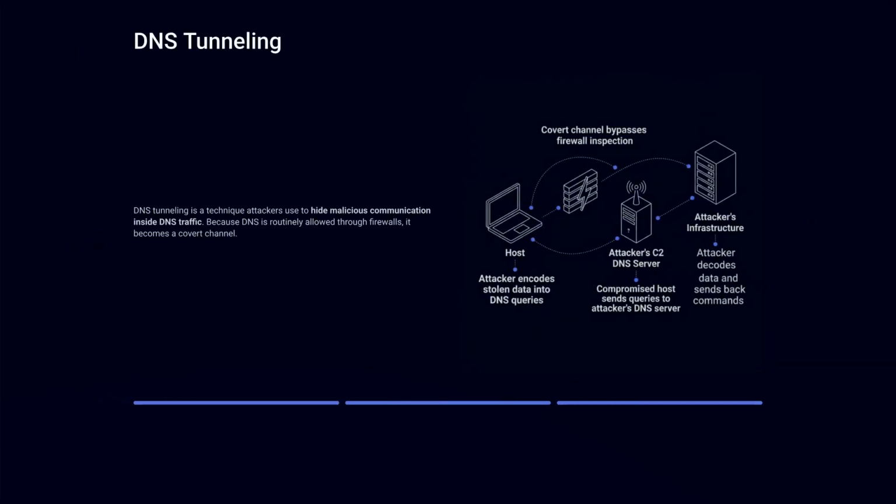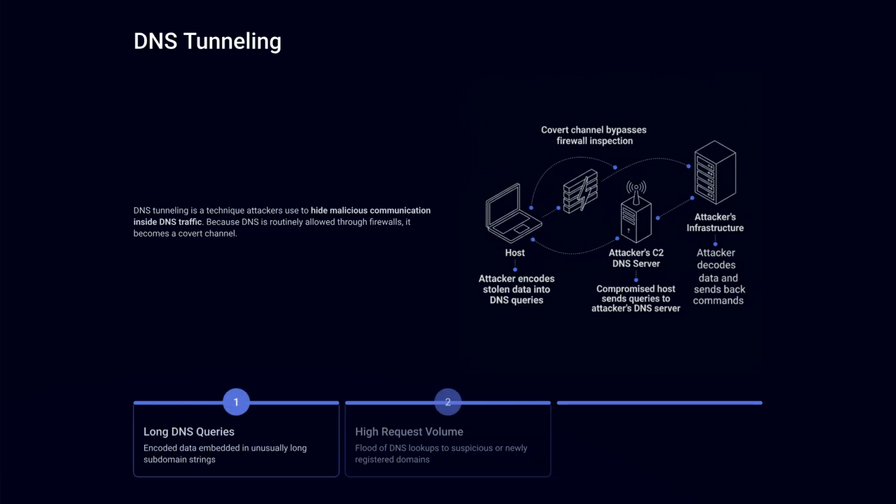DNS tunneling is a technique used to hide malicious communication inside routine DNS traffic, bypassing firewall inspection. Indicators include unusually long DNS queries, high request volumes, and encoded payloads hidden inside DNS record fields.